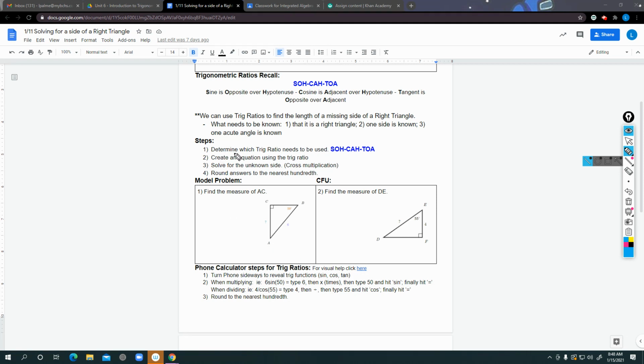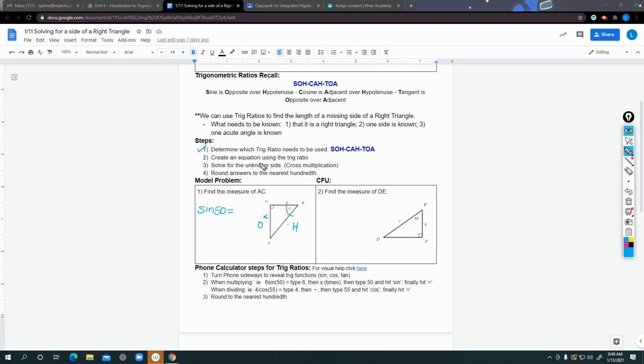So the first thing we want to do is determine which trig ratio needs to be used in SOHCAHTOA. You want to look at the acute angle that you're given, and determine the trig ratio needed with the unknown side and the known side. So here we have our hypotenuse, which is 6 because it is always opposite your right angle, and the side that is x is opposite the acute angle, so that is O. So the trig ratio that we need is sine, because that is opposite over hypotenuse. So we have the sine of our 50-degree angle. Okay, so that is our determination of our trig ratio.